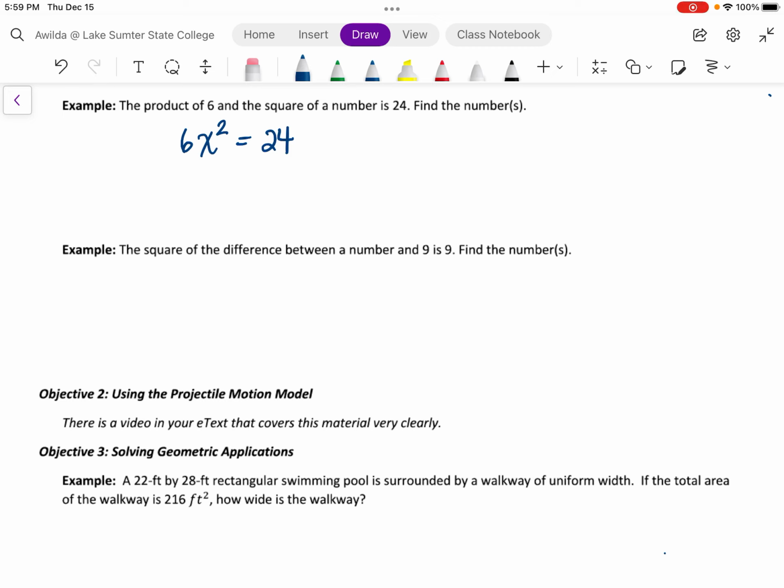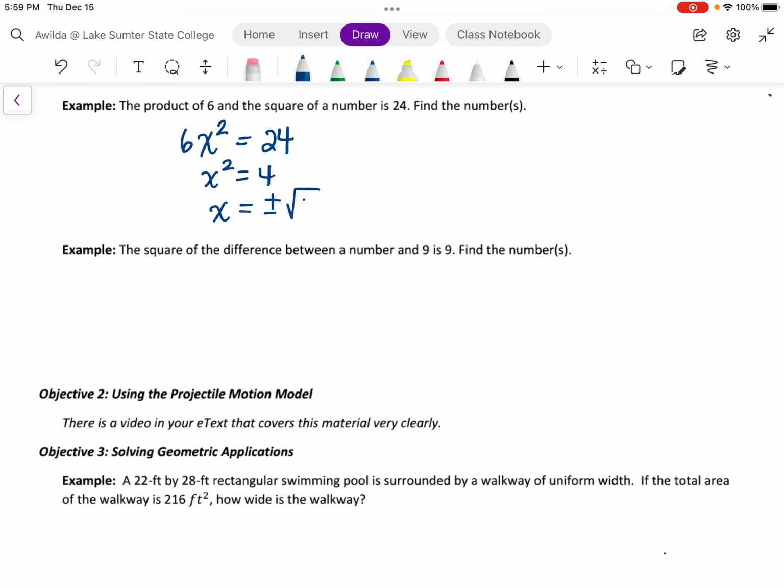Pause before moving forward and make sure that this equation adequately represents the problem that we're trying to find an answer to. The product of 6 and the square of a number is equal to 24. I'm pretty satisfied that this looks correct. Now, solving the equation is the easy part. To solve for x, we'll first divide both sides by 6, so we'll get that x squared is equal to 4.